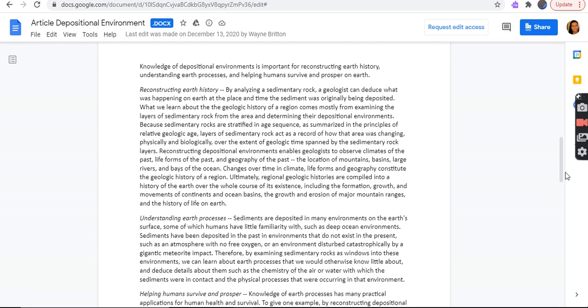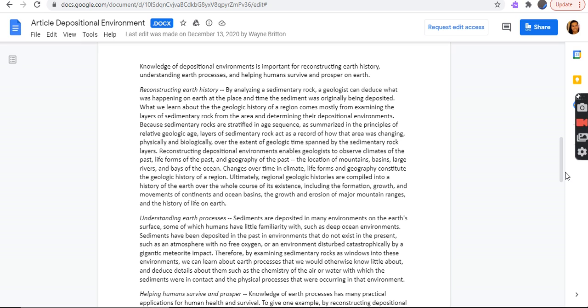Knowledge of depositional environments is important for reconstructing Earth history, understanding Earth processes, and helping humans survive and prosper on Earth. Reconstructing Earth history: by analyzing a sedimentary rock, a geologist can deduce what was happening on the Earth at a place and time the sediment was originally being deposited.